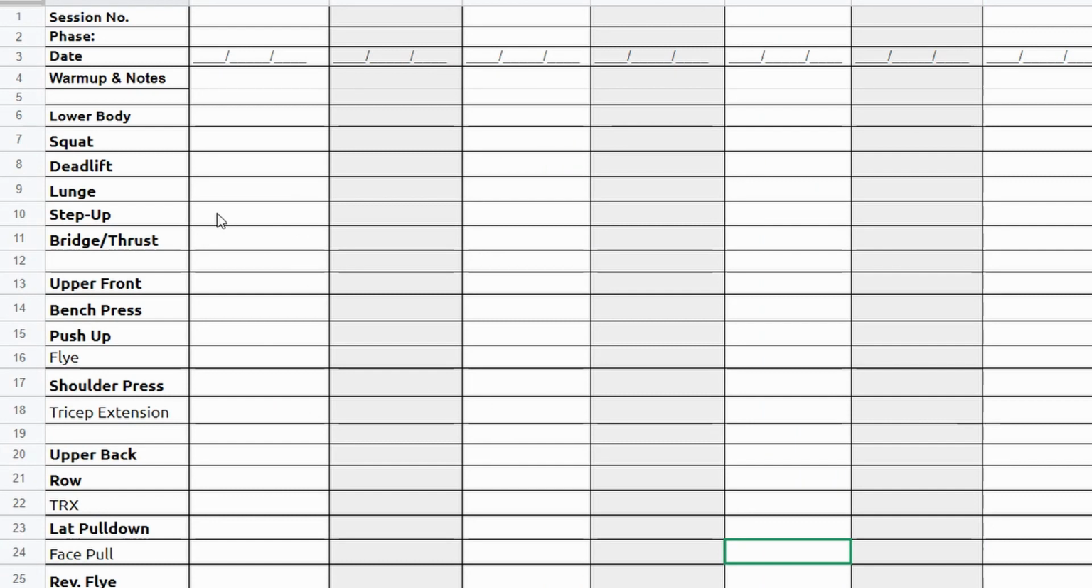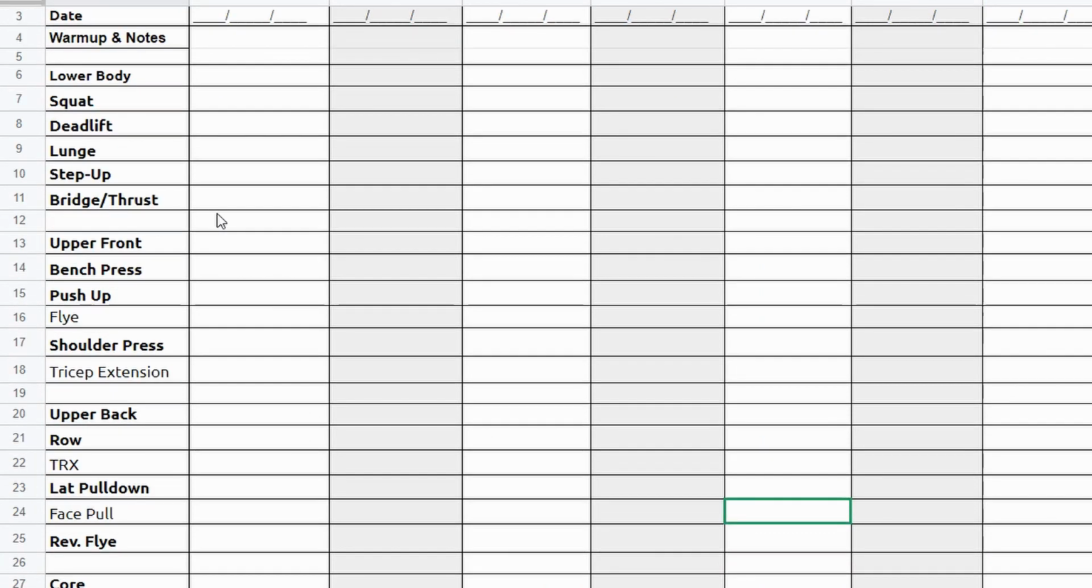So now we're taking a quick detour to my workout chart. If someone is in that foundation phase, I want them primarily working on these exercises that are in bold: squats, deadlifts, lunges, step ups, and bridges or hip thrusts. Pretty much all the lower body moves make the cut in this case.